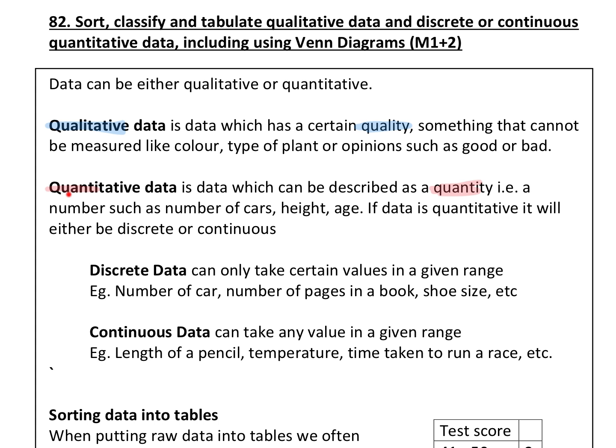You then could have quantitative data that is continuous, and that continuous data can take any value in a given range. Something that you sort of can measure, like the length of a pencil, temperature, time taken to run a race, where, for example, time taken could be 2.7538. It can be any number within a range, not just 2 or 3.